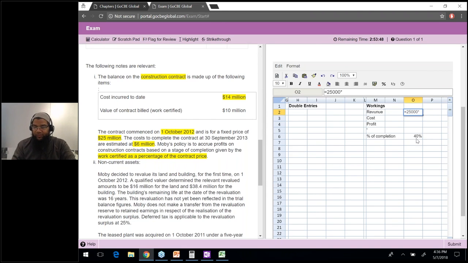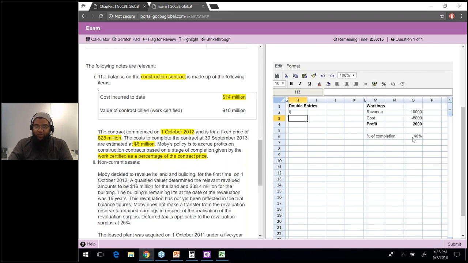So the revenue is going to be 25,000 into 40%. The cost will be negative, which is 14,000 plus 6,000. We have incurred 14, we will incur a further 6. So total cost is 20,000 into 40% should be the cost, and the profit should actually be the total of $2,000. So this is how we calculate the profit on the construction contract under IFRS 15.